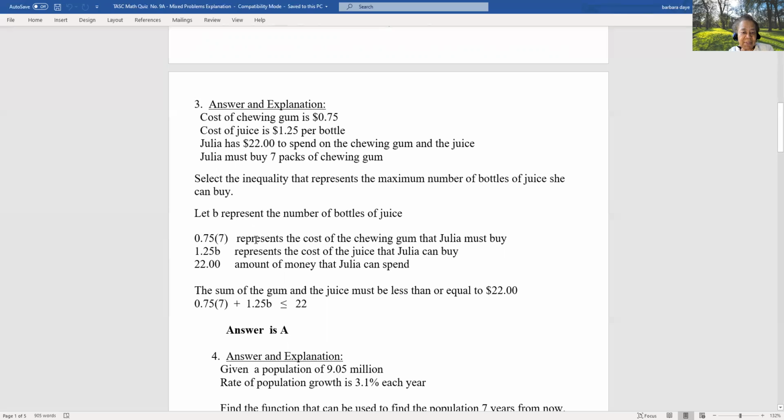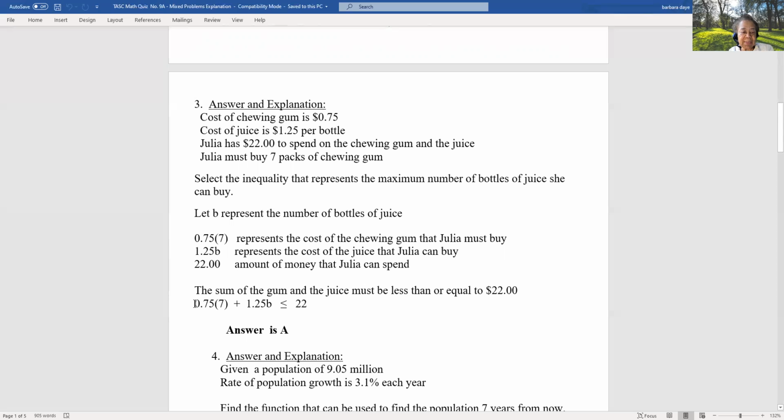0.75 times 7 is the cost of the chewing gum that she must buy. $1.25 times B represents the cost of the juice that Julia can buy. And $22 is the amount of money that she can spend. The sum of the gum and the juice must be less than or equal to $22. And how do we show that?